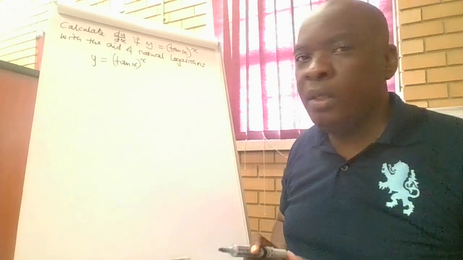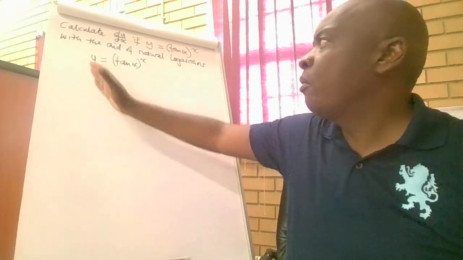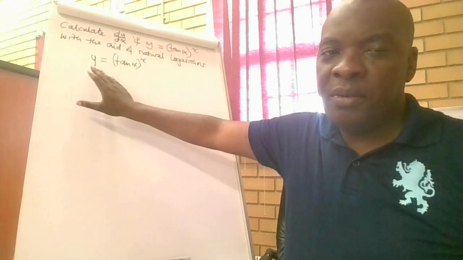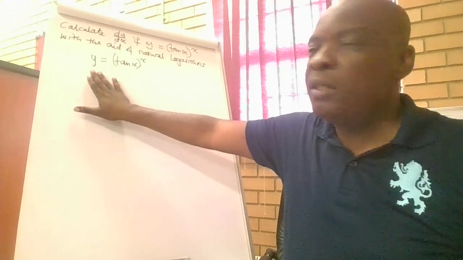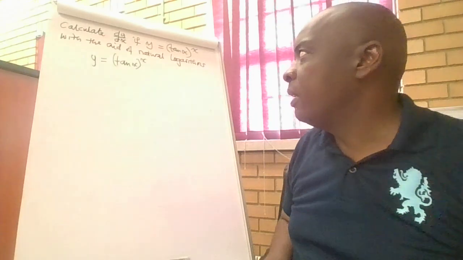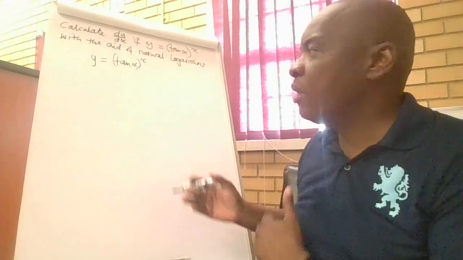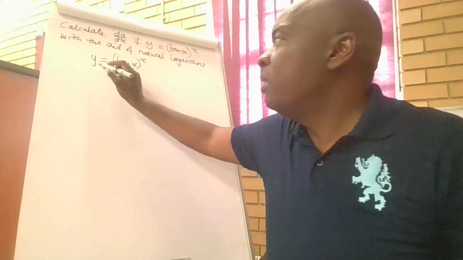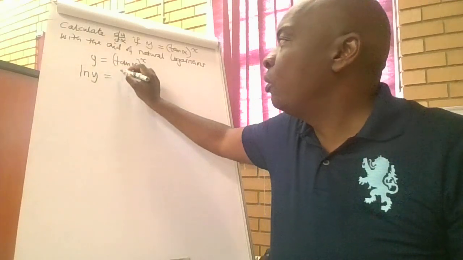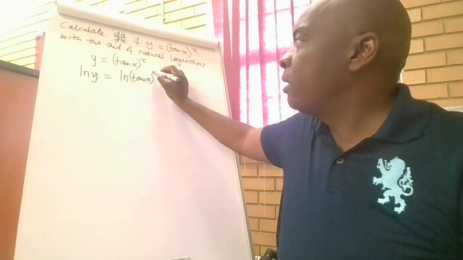Now if we have y is equal to tan x to the power x, when we take advantage of natural logarithms, you can see that this is actually an equation. So whatever you do on the left, you also do on the right, just as you have learned in your early classes of learning. So if I apply natural logarithms on the left-hand side, I must also apply on the right-hand side. So ln y would be equal to the ln of tan x to the power x, like that.